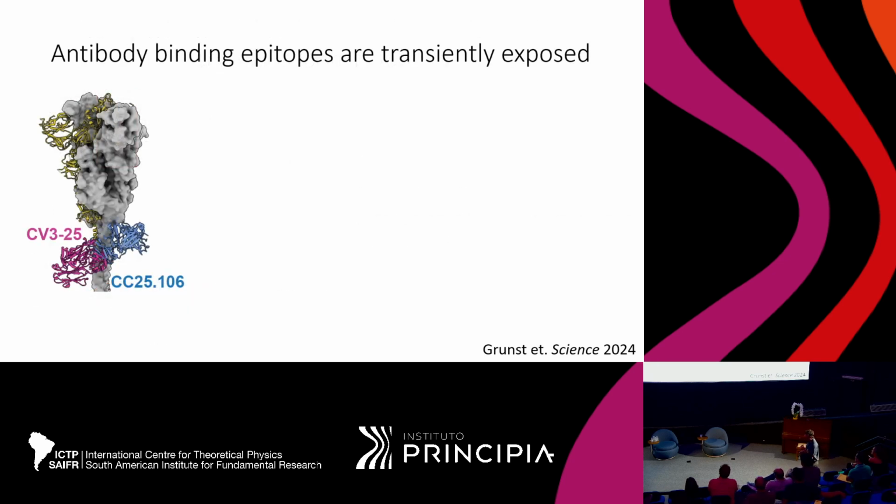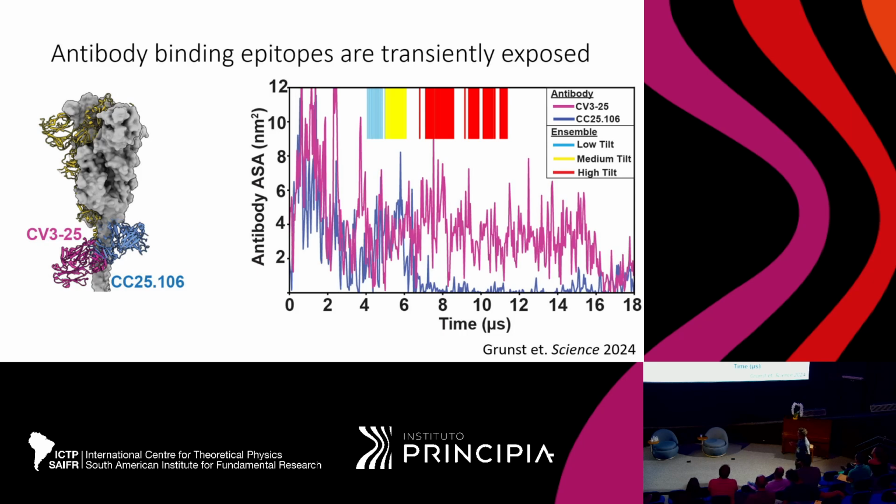Then we took it one step further, because they had looked at antibodies that had been found in human samples. There were these two that they were looking at, called CV3-25 and CC25.106, that bind the spike. When we looked at the epitopes for those antibodies, they are both basically occluded initially. And then this is just our original simulation. It becomes highly exposed. The CV3-25 antibody stays exposed for a much longer time than the CC25.106 antibody.